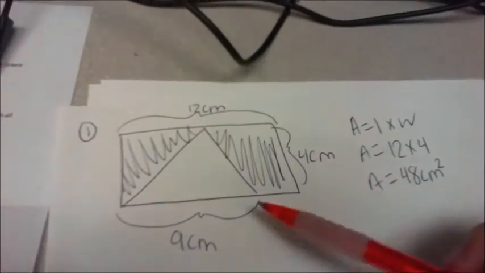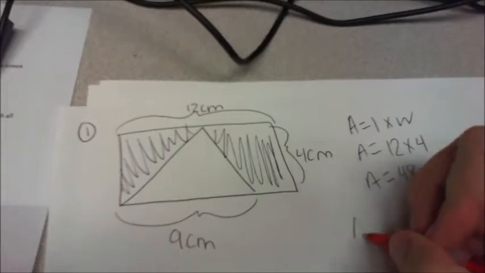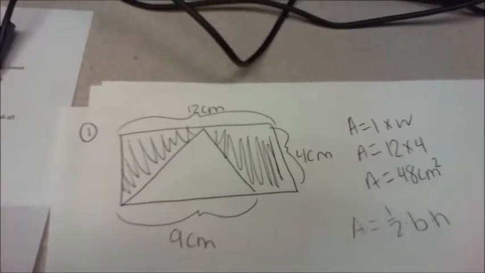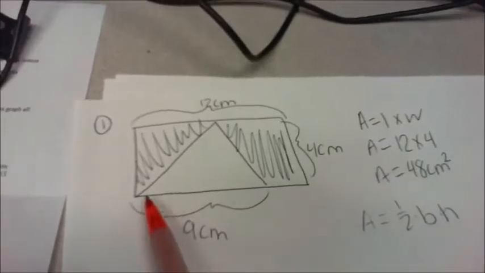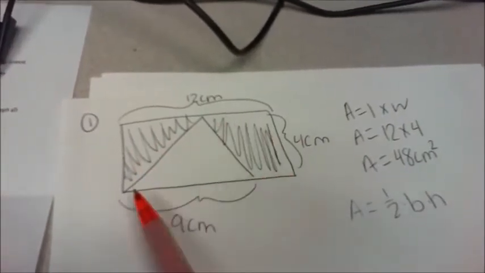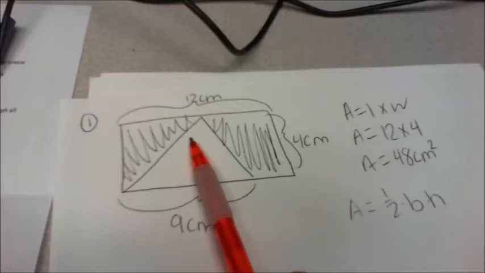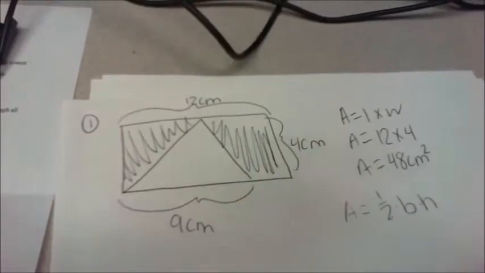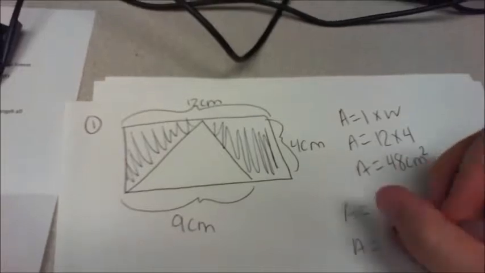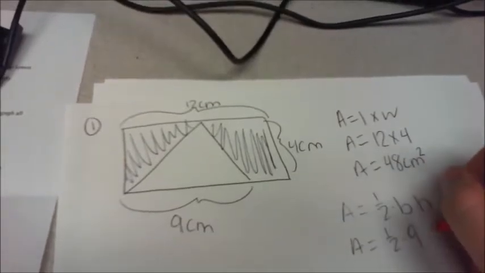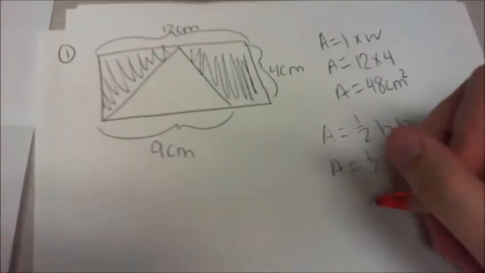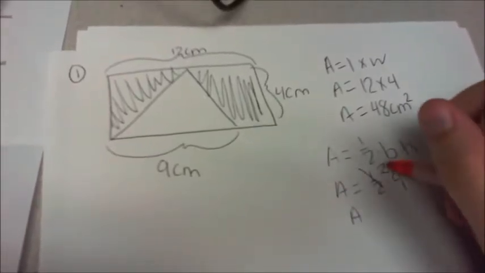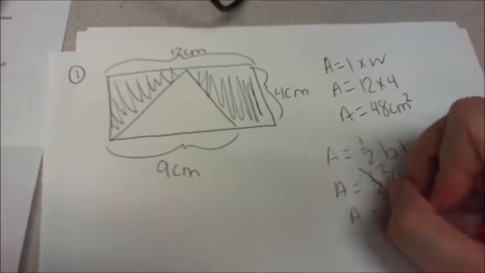Next we need to find the triangle. We find the area of a triangle by doing half times base times height. Our base, not to get confused with here, is 9, and our height, since the triangle goes all the way up in the rectangle, our height would be 4. So area equals half times 9 times 4. Well, I know half of 4 is 2, and 2 times 9 is 18.